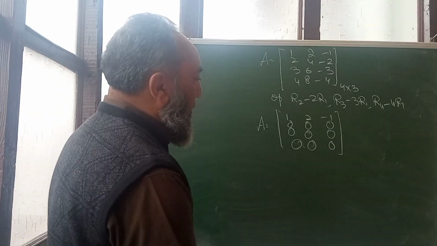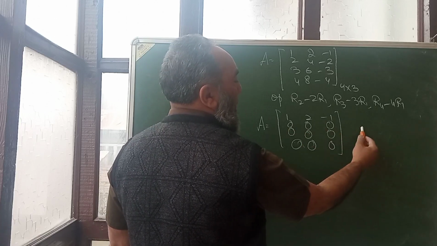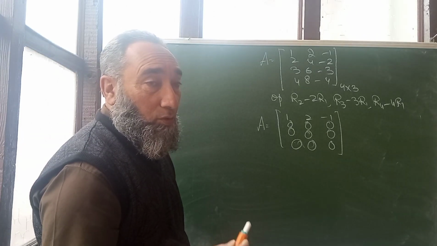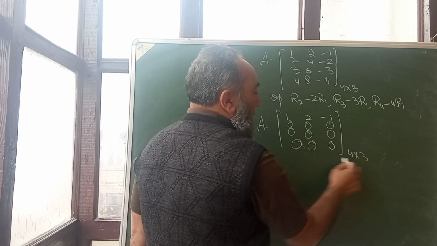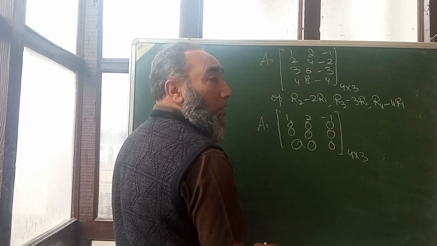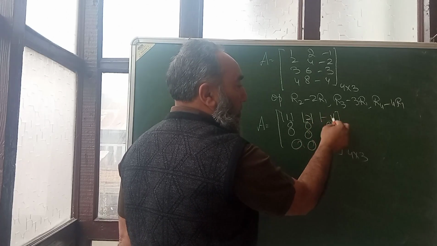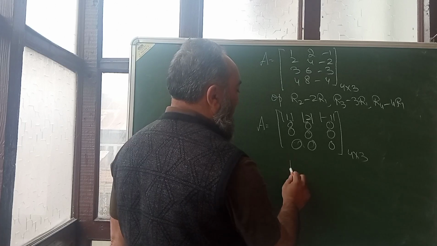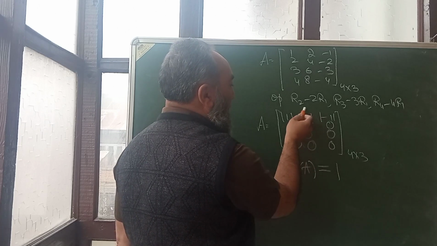Fine? You can see minors of order 4, order 3, order 2. Minor of order 4 doesn't exist. Minors of order 3 are all 0. Minors of order 2 are all 0. But there is at least one minor of order 1 which is not equal to 0. So rank is 1. Rank of A is 1. I don't have to write all these things.